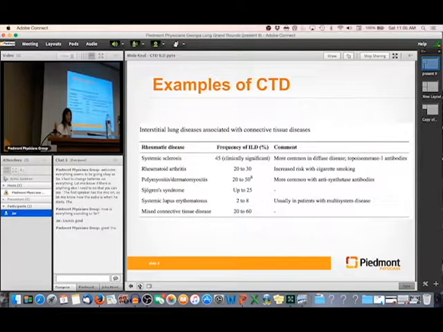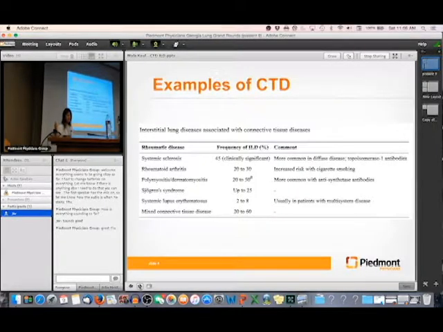Sarcoidosis. So I'm going to briefly talk about some of these diseases and orient you all to these connective tissue diseases. The ILD, because we're short on time, I'm just not going to define again, because I think you all have had this several times. So basically, we're talking about this subset of diseases right here, the connective tissue associated ILD.